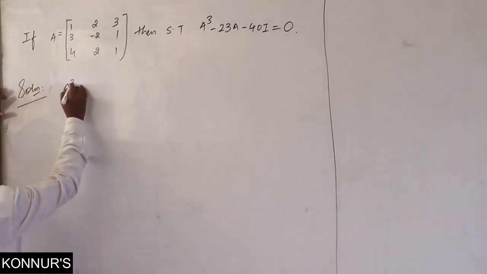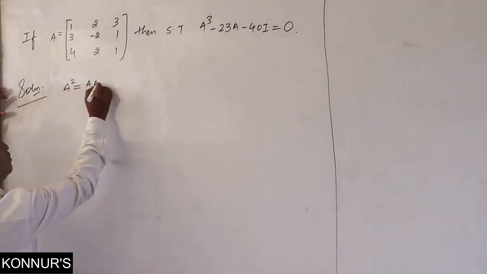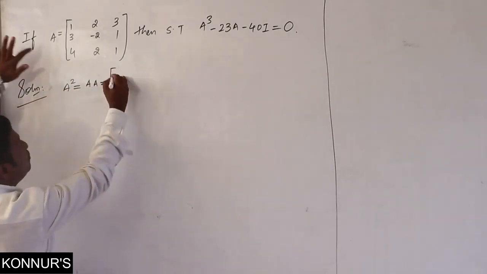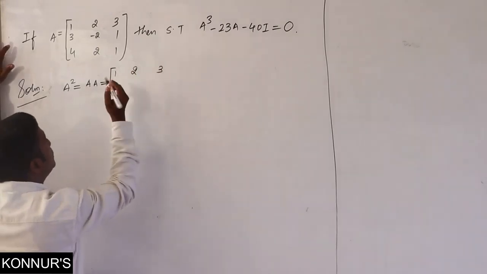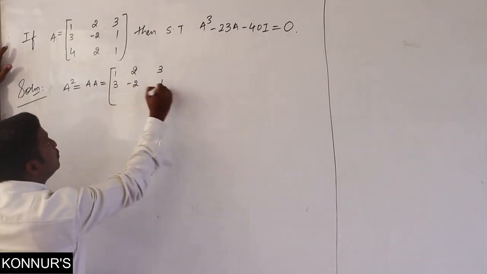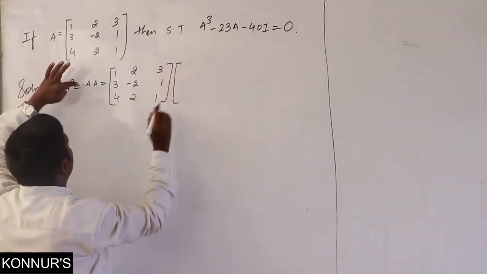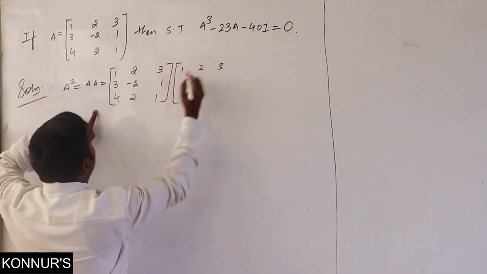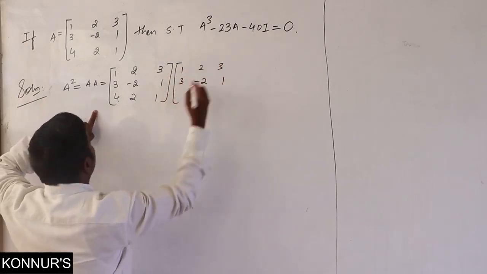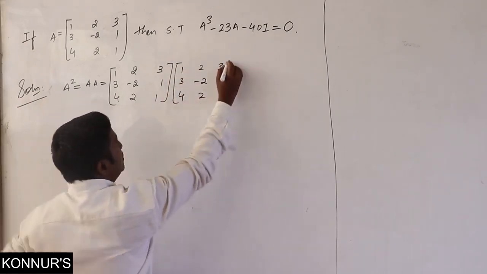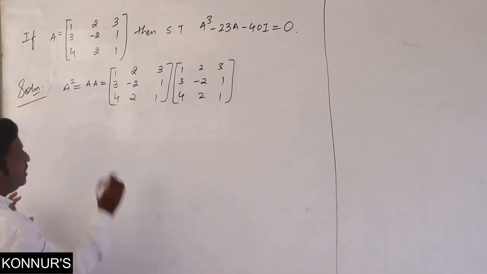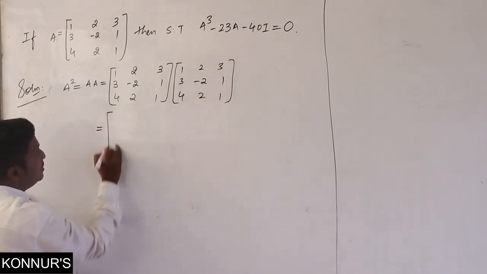I will solve A square. A square is nothing but A into A. A is what? 1, 2, 3, 3 minus 2, 1, 4, 2, 1. A square: in 1, 2, 3, 3 minus 2, 1, 4, 2, 1. This is the A into A matrix. A into A, how to calculate? Just remember.